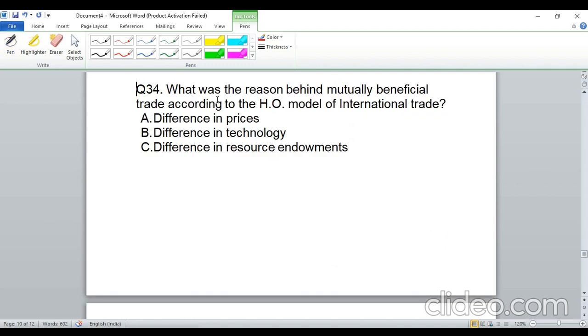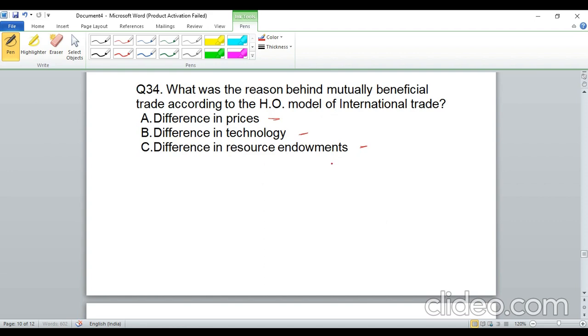Okay, question number 34. Here again, it was a question on the HO model of international trade, and it asked what was the reason behind the mutually beneficial trade according to the HO model. The options were: difference in prices, difference in technology, or difference in resource endowment. So again, a very basic question on the HO model.